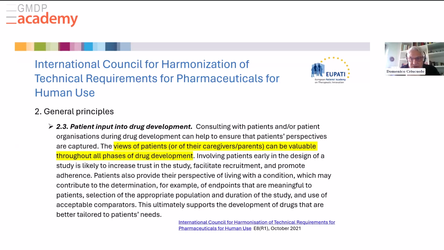I will read exactly the question, and then maybe both Ingrid and Rosalind can answer. How are we measuring the impact of patient engagement across the asset life cycle, both at individual company level, but also across the industry as a whole? So, can you offer some insight to this issue?